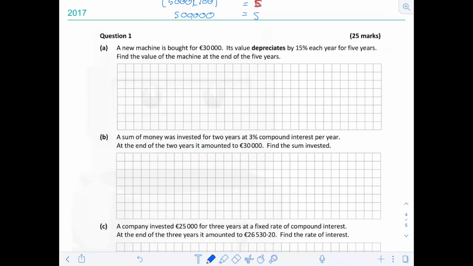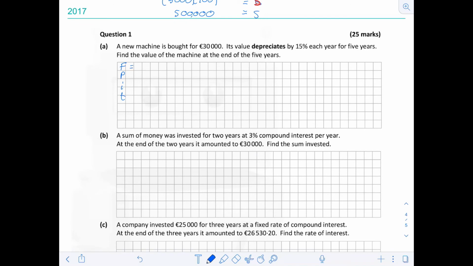Okay, so now let's take a look at the 2017 question one. So this is going to be an FPIT question. So far we've looked at a tax question and a common sense question. We're now going to take a look at an FPIT question. So FPIT, let's write that up anyway, F, P, I, and T. So let's read through it. A new machine is bought for 30,000. Its value depreciates by 15% each year for 5 years.